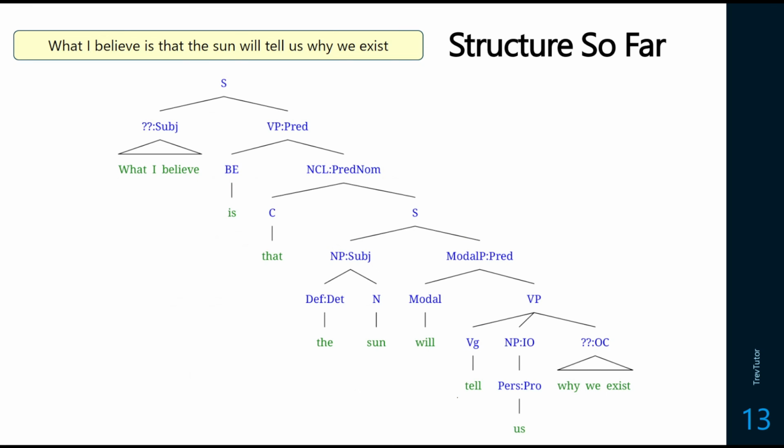So this is the structure so far. What I believe is that the sun will tell us why we exist. Our new information is that the sun will tell us why I exist is a noun clause, and that is going to be a complementizer introducing it.